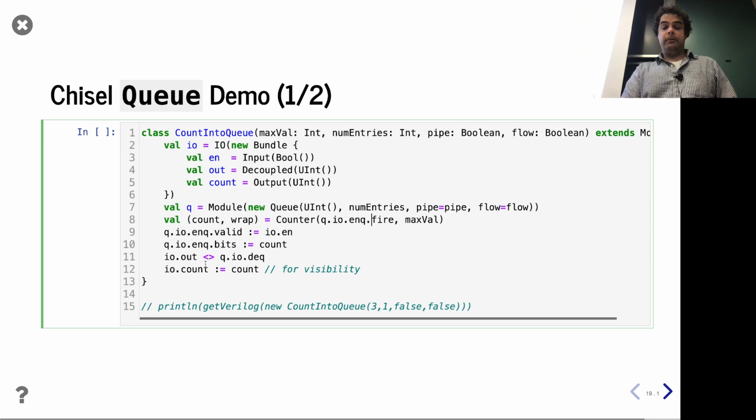Now, what about the other end? The other end's actually easy. We just say our output's decoupled, and then we just bulk connect it. Okay, that was cool. We're done. That's not three connections.